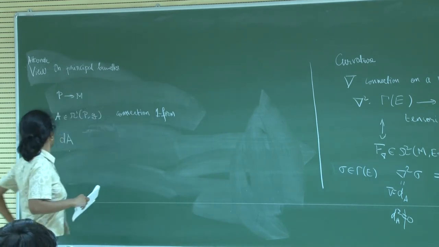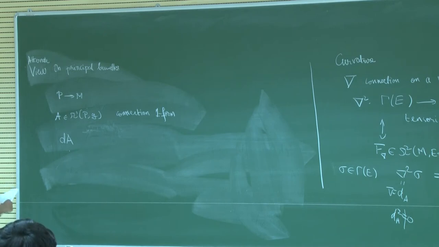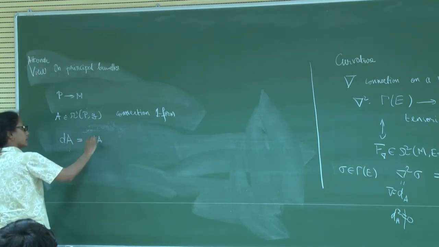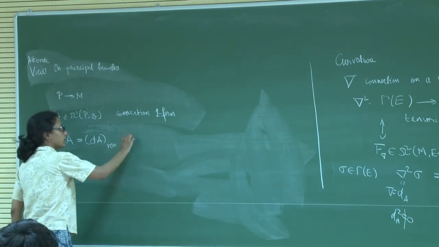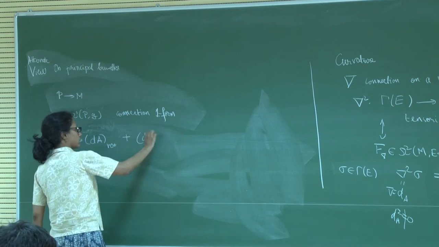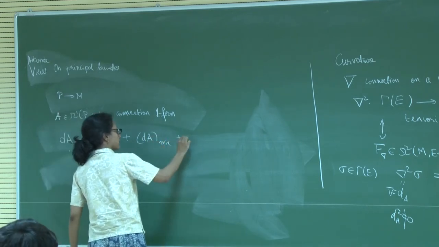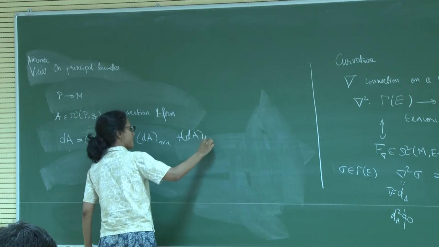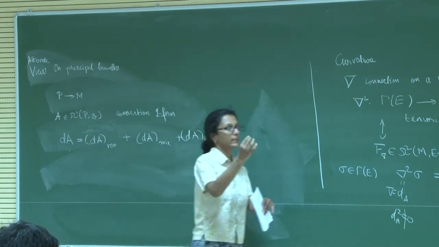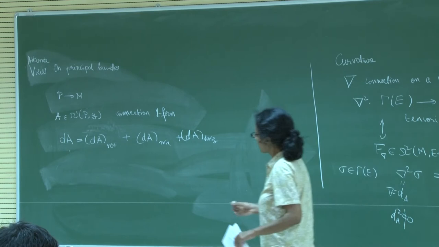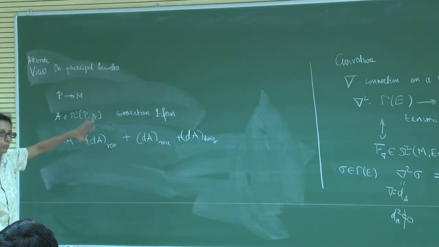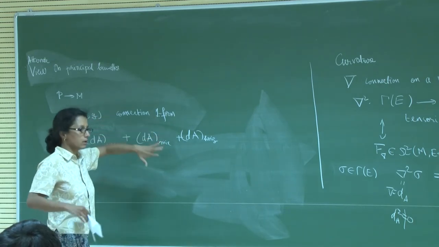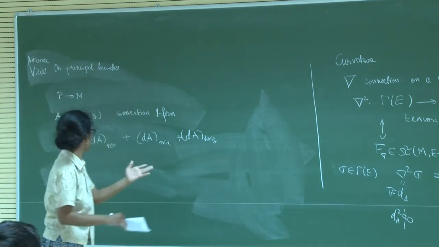Okay, so when you take dA, you can break it up into three parts: the horizontal part, the vertical mixed part, and the vertical part. Recall that we have a splitting of the tangent bundle of P. If you have a tangent vector, you can split it up into horizontal and vertical. So this is the part which takes in both vertical vectors. This is the part which takes one horizontal, one vertical, and this is both horizontal.